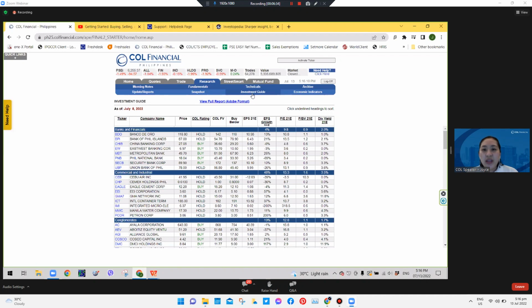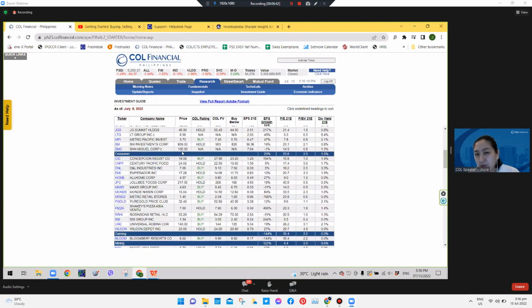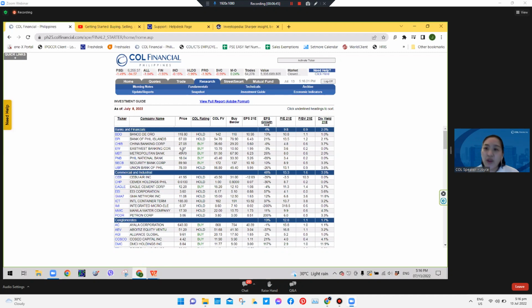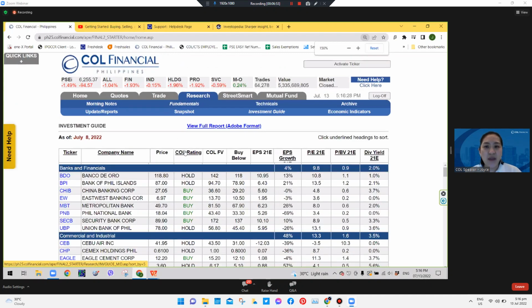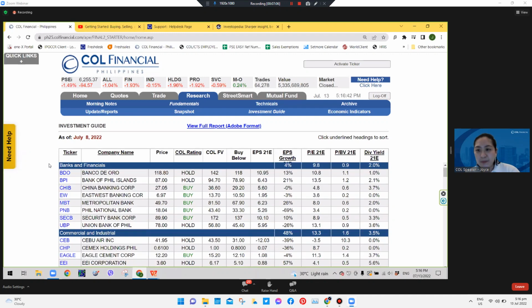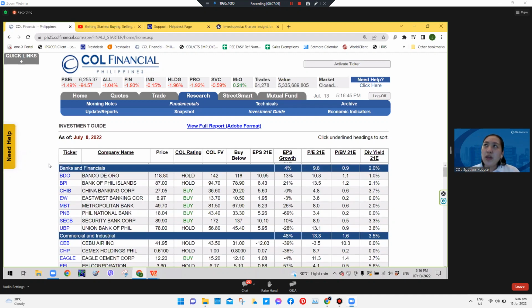So here, investment guide, out of the 300 stocks that are listed in the PSE, we have chosen about 100 here that we study and that we have recommendations on. Okay, so here, I will try to zoom this in so that everyone can see. So this is what the investment guide would look like. And we have put in the stock here at the left side, and we arrange them by sectors.